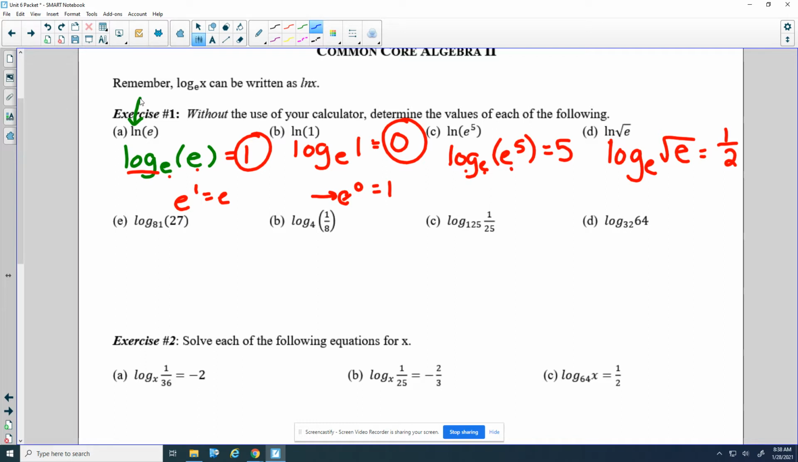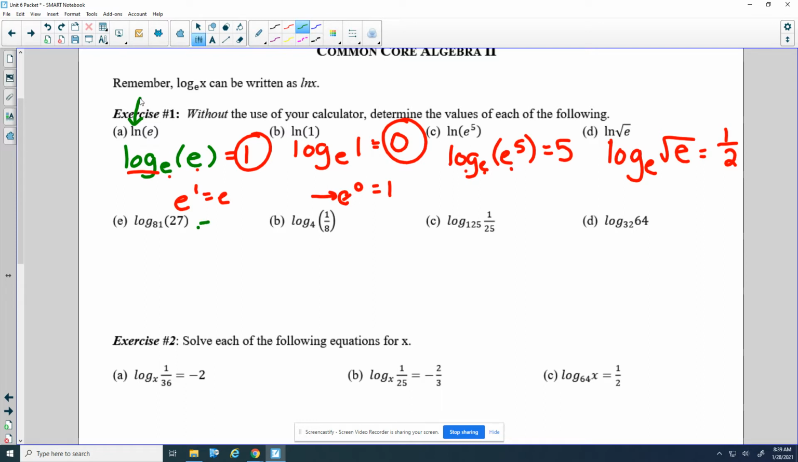common base. So if I think about what would I have to do to 81? Well, to get it to 3, I would have to take a 4th root, right? Because 3 to the 4th is 81. And then to take that 3 that I found and make it into 27, I would have to cube it. Okay, so that would be my answer. Okay, now that's pretty tricky to do, especially because I've been doing exponents for a while.